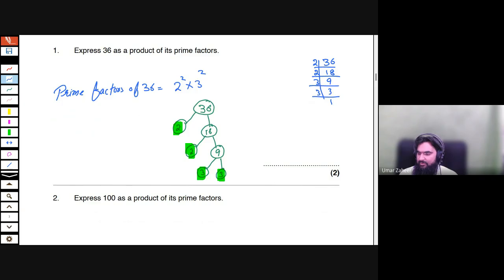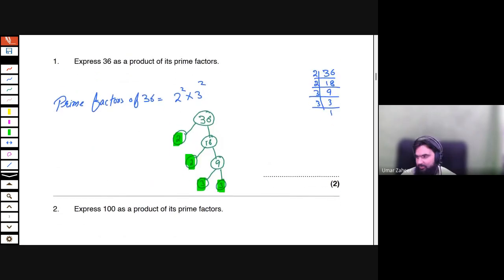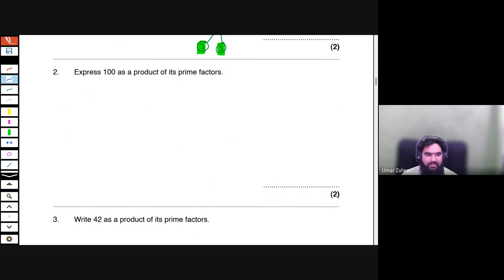This is another way, making a T diagram. Sometimes the examiner gives you the T diagram, or asks you to draw the T diagram for the prime factors of 36. So this is how you make it. It's up to you whether you find the prime factors by the first way or by making a T diagram. For example, look here, we have 100. Let's make a T diagram of prime factors of 100. I know that 100 is divisible by 2.